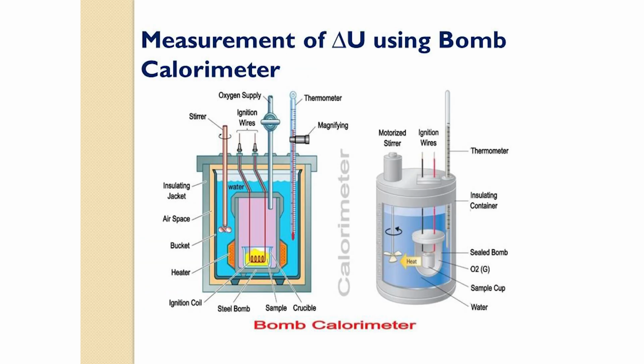Then how will you measure this internal energy change? Which apparatus is used for measuring internal energy change? Can you name it? Bomb calorimeter. What is a bomb calorimeter? It is a steel-lined vessel or thermoflask which can withstand high pressure and temperature. Students, let us see the video representation of internal energy change delta U using a bomb calorimeter.